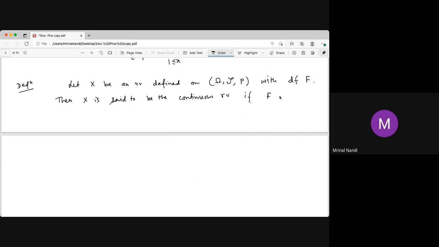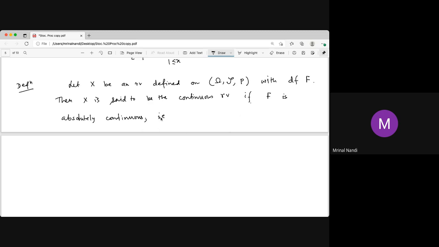It is not only continuous, it is actually absolutely continuous. Some functions may be continuous but not absolutely continuous, so that should be called absolutely continuous. What is meant by absolutely continuous? An absolutely continuous function is continuous, but some continuous functions may not be absolutely continuous. Obviously it is continuous, and that means at every point the probability is 0.